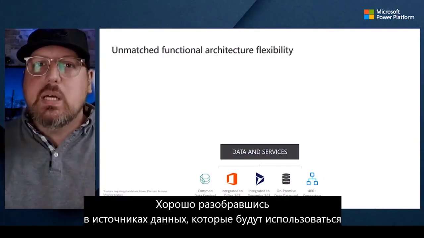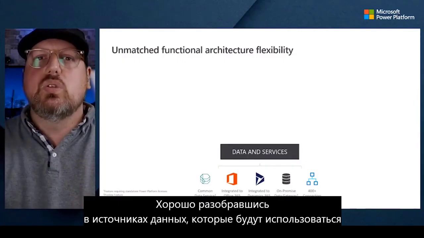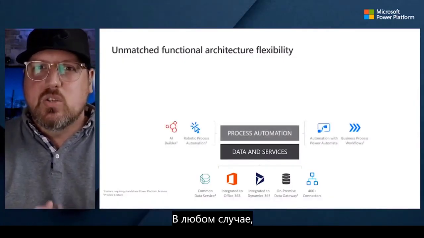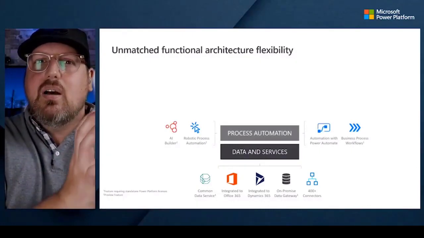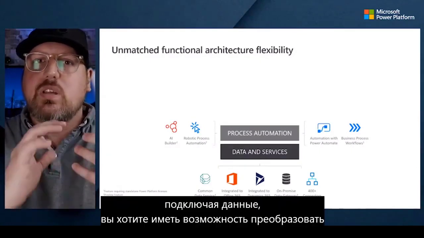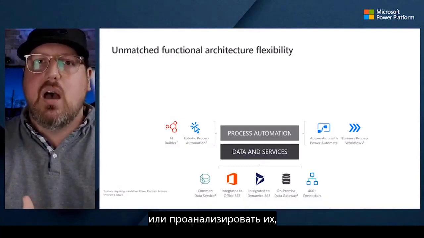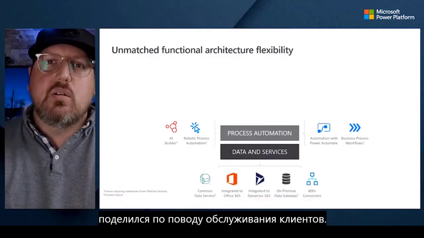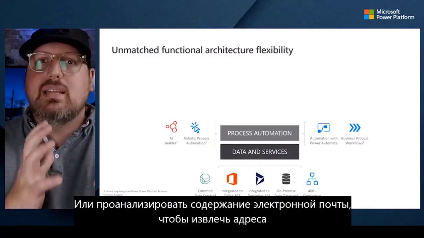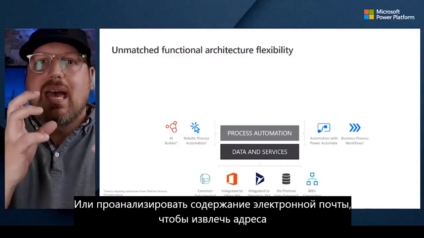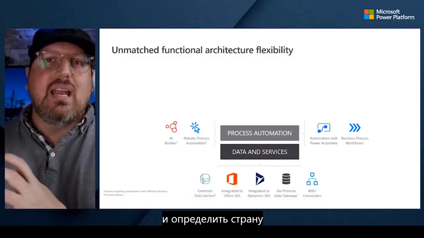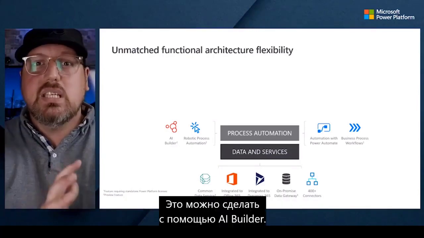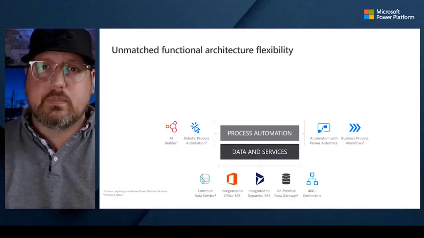So once you're pretty good with the data sources that you will use for your use case, the next thing to do is think about business processes. So from left to right, you say, hey, when I connect to that data, I want to be able to transform that data or analyze it, understand what's the sentiment of a tweet that a user has shared for customer service, or understand the content of an email so we can have extraction of addresses and classify it, hey, this is a country and this is other information that we can relate to a product. So this is things you can do with AI Builder.